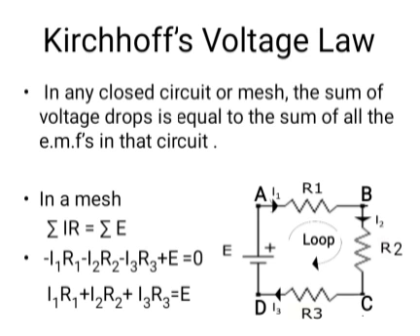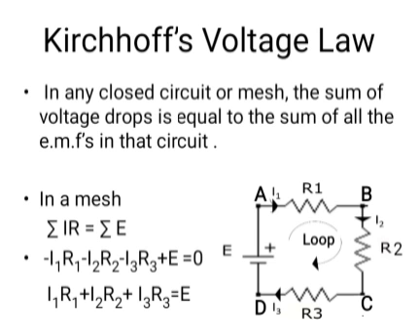Next, Kirchhoff's voltage law. In any closed mesh, the sum of voltage drops is equal to the sum of all EMFs in the circuit. That means the summation of IR, the product of current and resistance, is equal to the summation of EMFs, E. In the circuit, a mesh means A, B, C, D, A is a mesh.